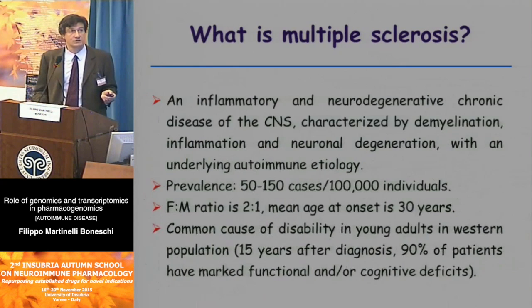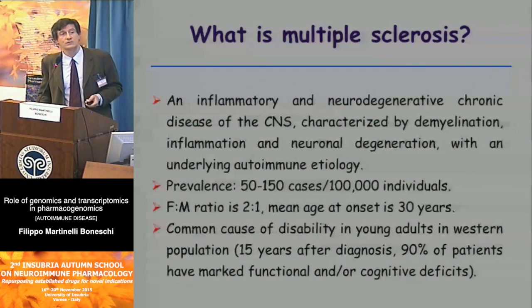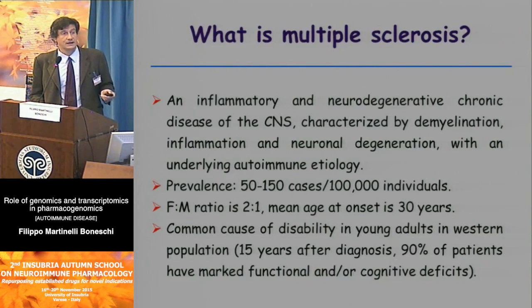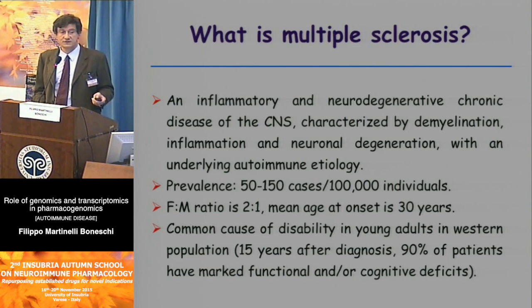How about multiple sclerosis? Okay, just a few words. Multiple sclerosis is an inflammatory and neurodegenerative chronic disease of the central nervous system, as previously mentioned by Professor Comey. It is characterized by demyelination, inflammation, and neuronal degeneration. It is a relatively rare disease. There are around 60,000 patients in Italy affected with multiple sclerosis. It is more common in women than men, with a ratio of 2 to 1, and it is a common cause of disability. Unfortunately, most of the patients develop the disease at a young age, and 15 years after diagnosis, most of them have marked functional and cognitive deficit.